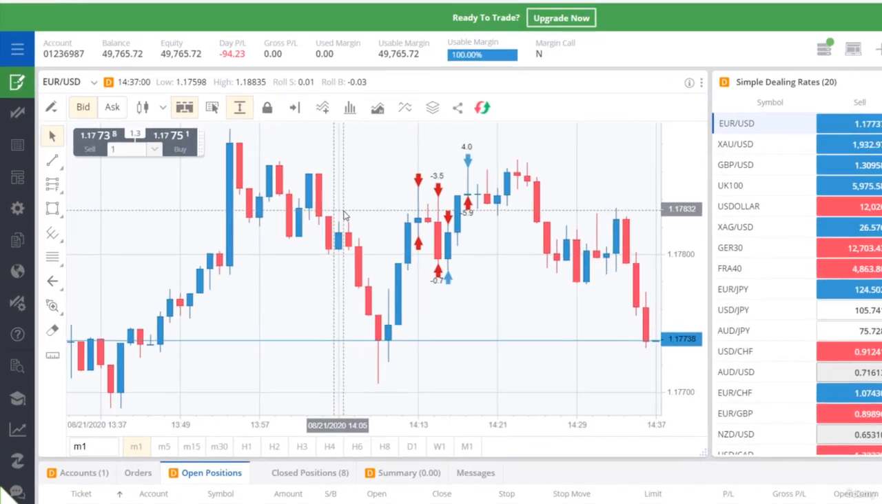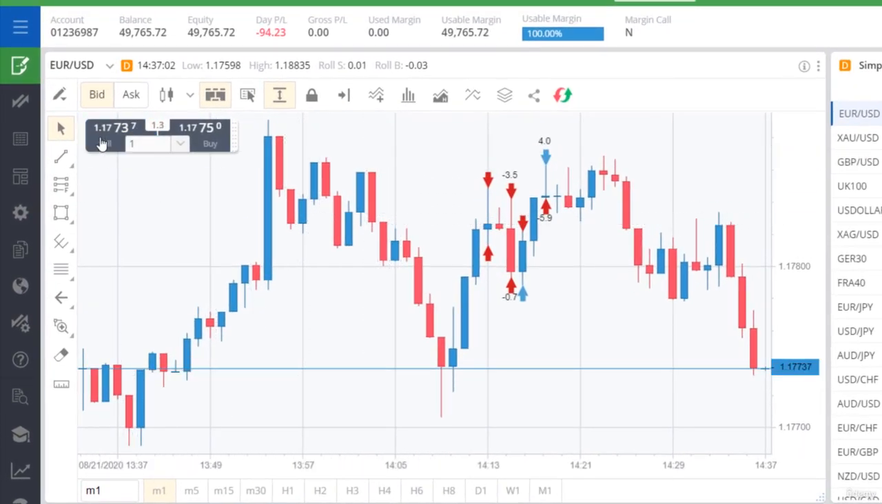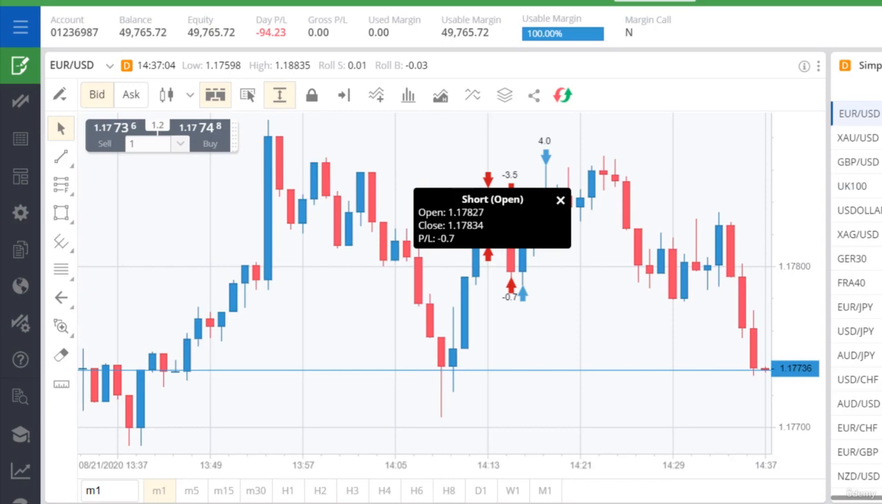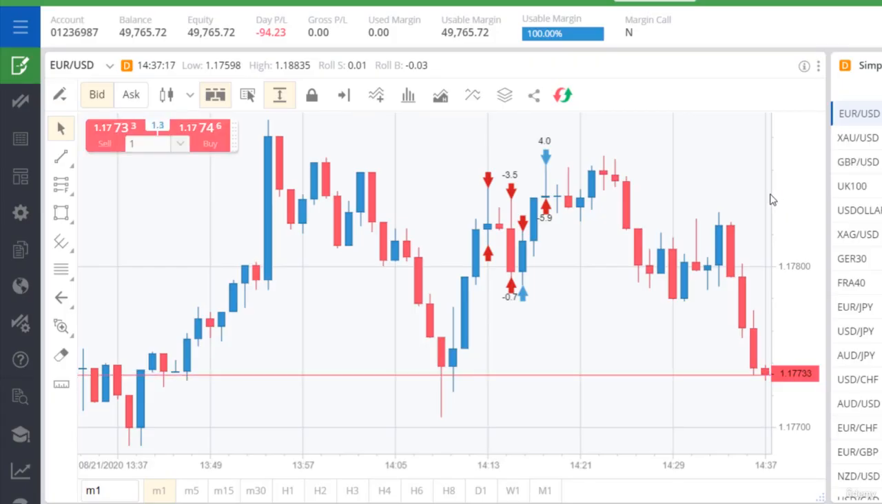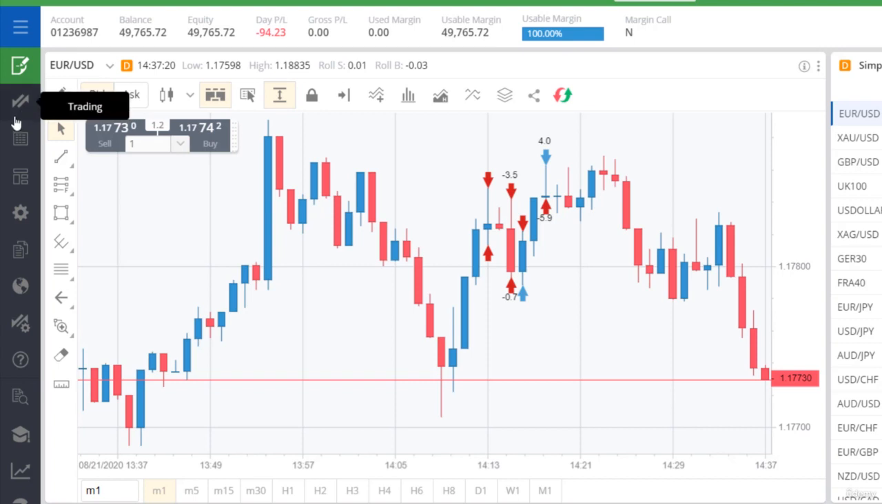So we can create a market order by clicking here or here. So that's here a market order. But we can also open a position with a limit or stop order. And those are also called entry orders. So we can enter into a position based on a predefined price.